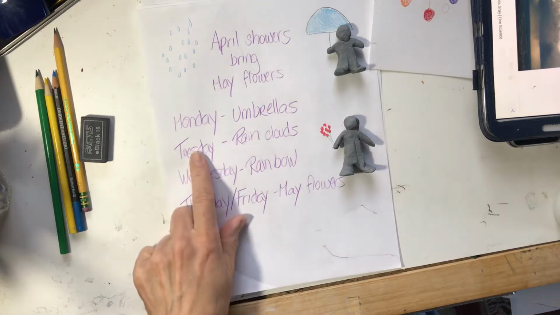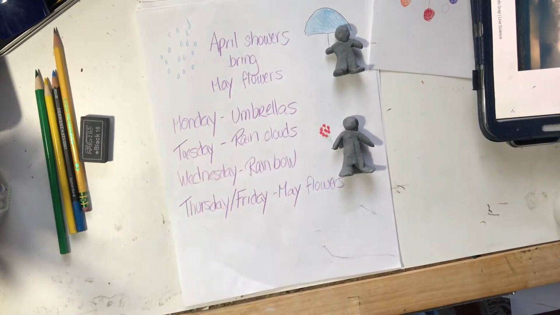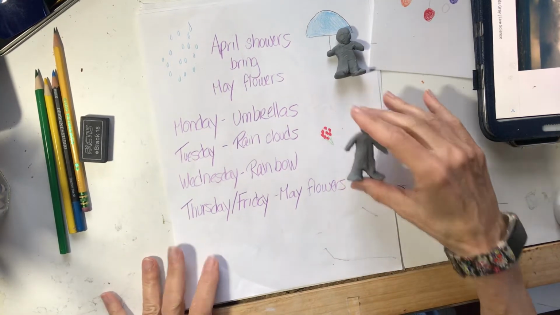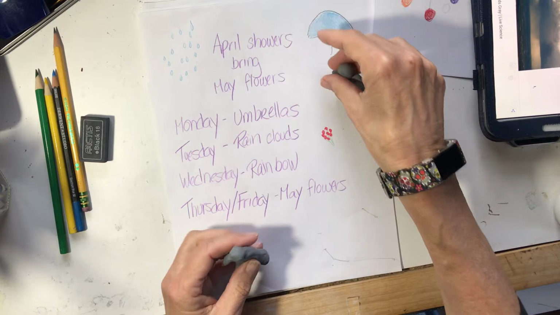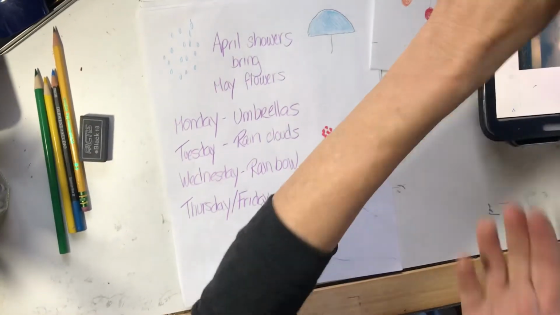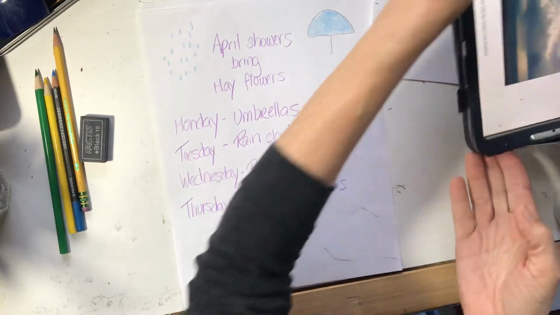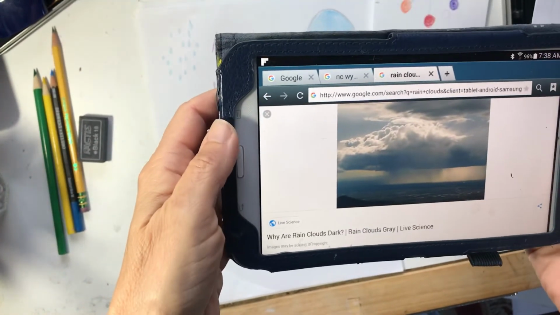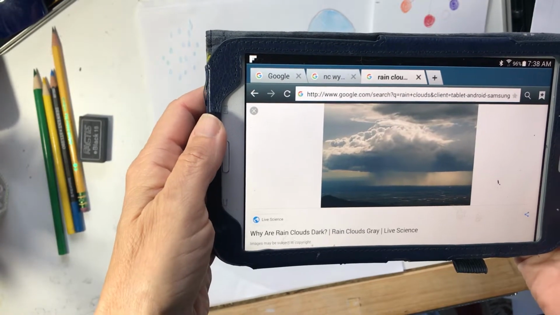And today we're going to learn how to draw rain clouds, which are actually pretty easy to draw. Let me show you some pictures I have of some rain clouds. This is something I got. Hopefully you can see it. Can you see that? Yeah. I posted this on Class Dojo last night.